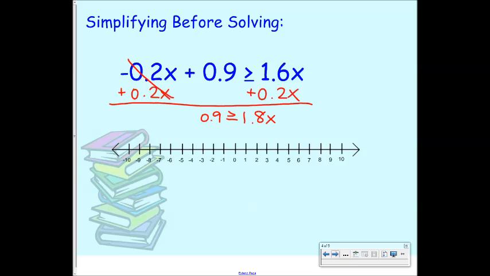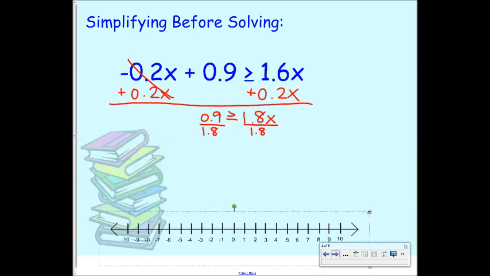To finish this off, I'm going to divide by 1.8, divide by 1.8, and I end up with, let me move this down so I have a little more room. I end up with 1/2 is greater than or equal to x, okay? Or 0.5 is greater than or equal to x. Whichever way you prefer to think about it, they mean the same thing.